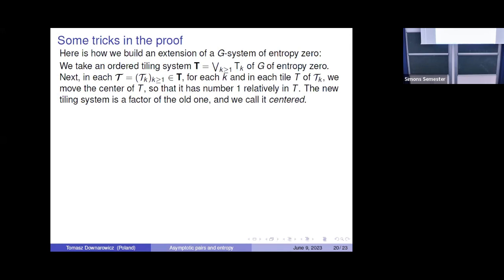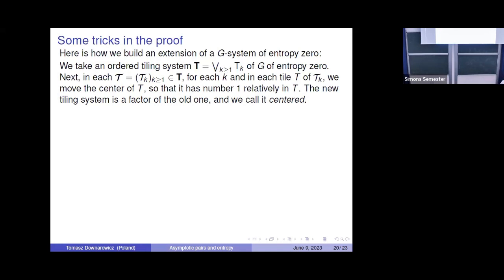Now, for each tau and each tile, we move the center. So now maybe I will start drawing some pictures. So we have a tiling system. So we have those tiles here. And in each tile, we have an order. So maybe 1, 2, 3, 4, 5, 6, 7, 8. And the center is somewhere. It's the center of the tile. It's the place to which we shift the shape to obtain the tile. So we just decide that the center will be at the first place.